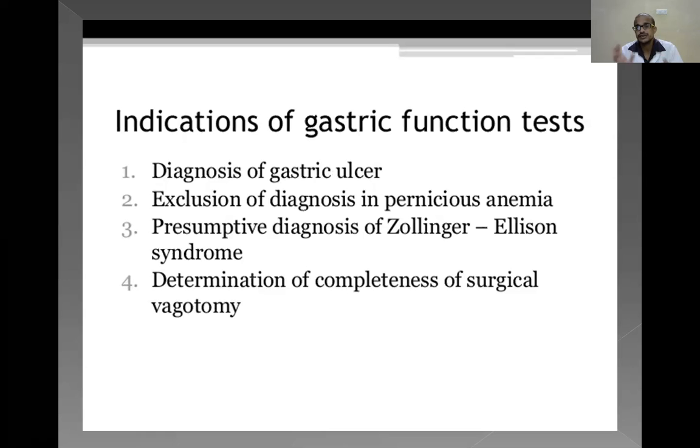Indications of gastric function test. Of course, if you suspect any disease, or for screening also, gastric function test can be done, but most commonly gastric function test is done for exclusion or diagnosis of pernicious anemia and the diagnosis of Zollinger-Ellison syndrome. That is the most common indication for the gastric function test, and also for determination of completeness of surgical vagotomy. In case of surgical vagotomy, to see whether the surgical process is a success or not, we will do the gastric function test.